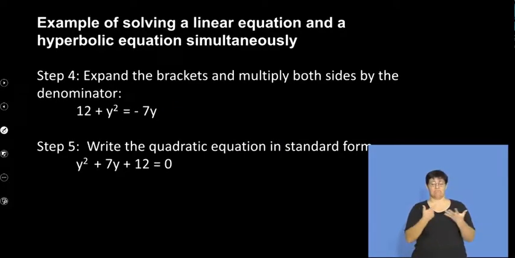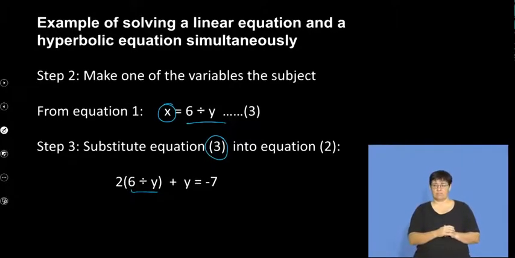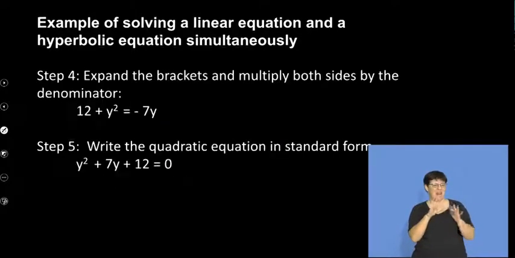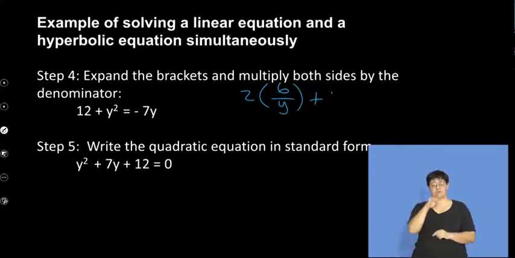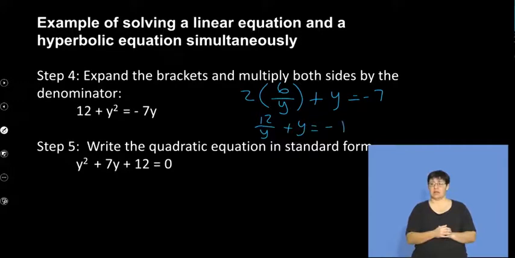Then from there, you expand the bracket and multiply both sides by the denominator. So if you expand the bracket, just to show you how you get what I have on the board here, remember this was 2 into 6 divided by y plus y equal to negative 7, right? So this will be the same as 12 over y plus y equal to negative 7.